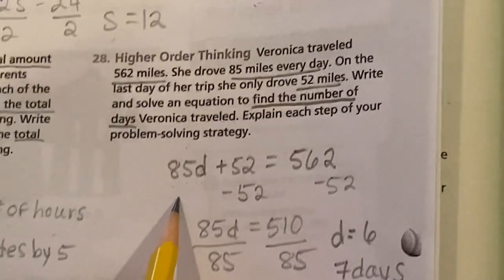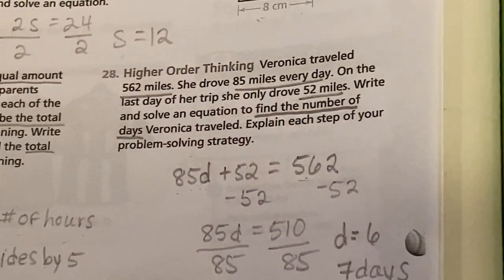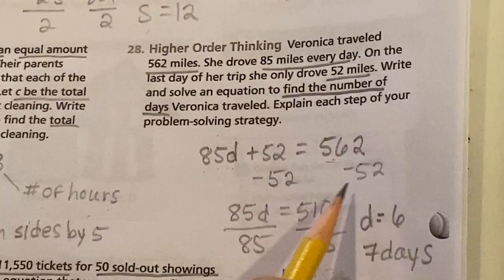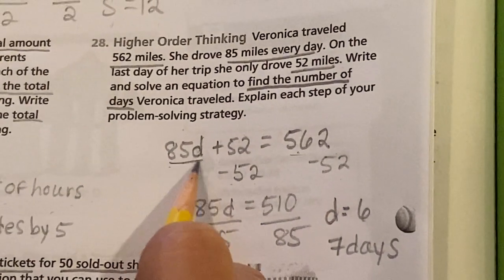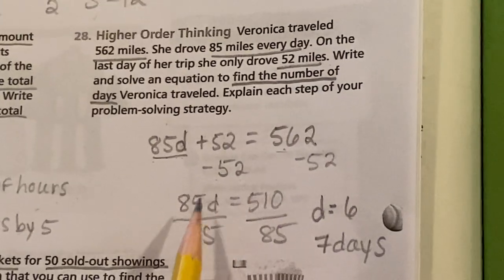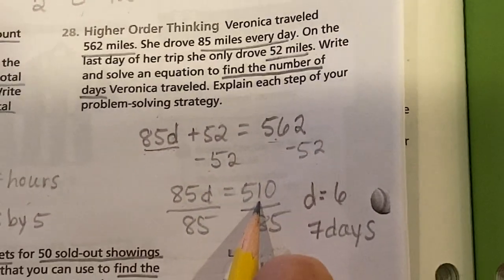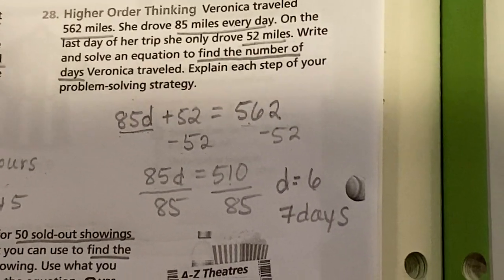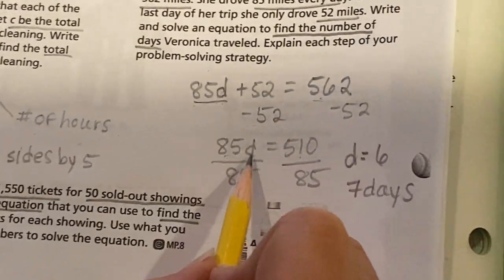So, and it equals 562 because that's the total number of miles she traveled. So the first thing I did was to subtract 52 from both sides, because I'm working towards getting the D all by itself. So then after I do that, I get 85D equals 510. All right, makes sense? Then I've got 85D equals 510, but I want just D.